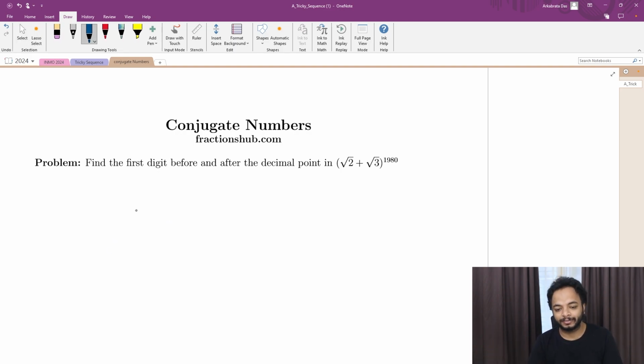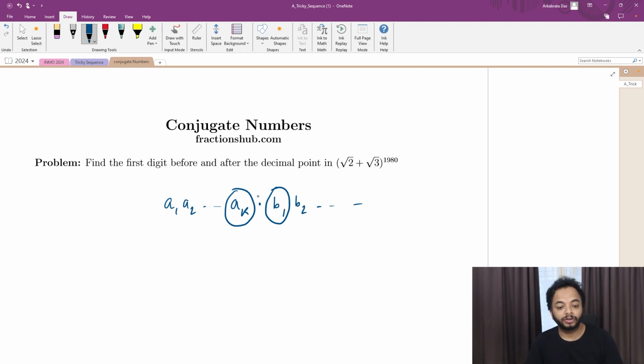What has been asked is, if you expand this, it will look something like a1 a2 dot dot dot ak, and then the decimal point starts, and then b1 b2 and so on. So we want ak and b1. That's what we want.